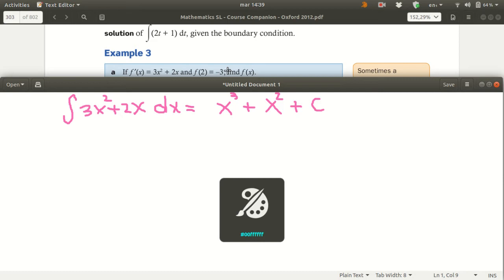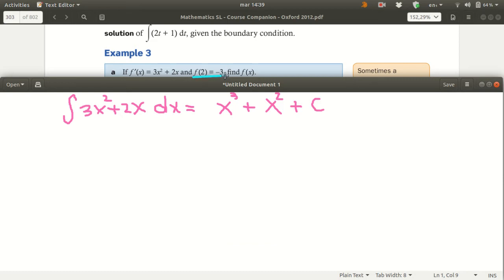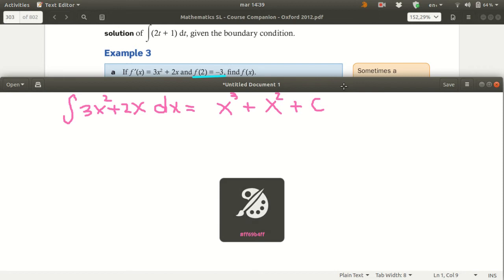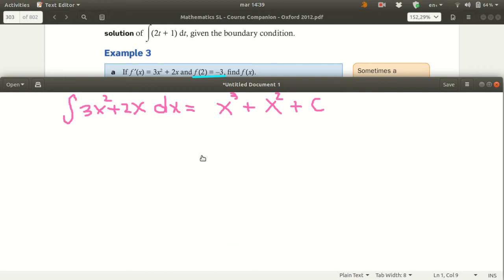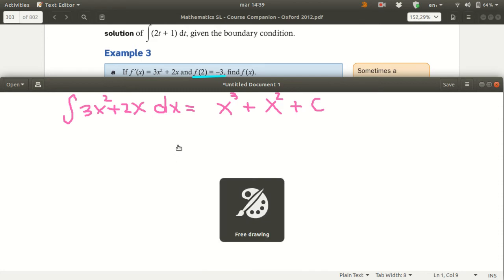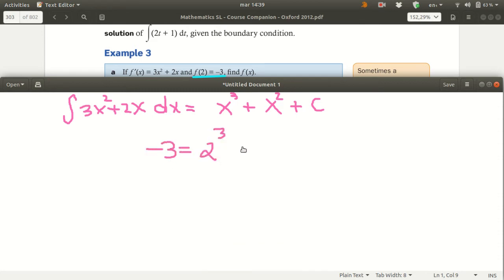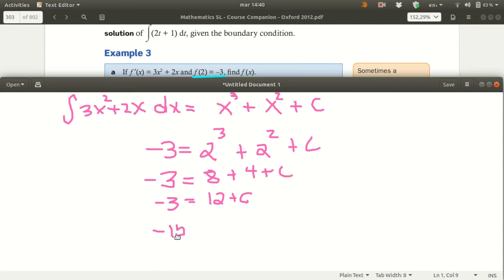What we're going to try to do is figure out what the constant is in this function. Notice the problem tells us that f of 2 is equal to -3, so we can replace that into our expression by plugging in the 2 for x and then setting that equal to -3. And now we can apply some algebra here to combine like terms and isolate the letter c. And we get a final answer of c is -15. So our integral is going to be x cubed plus x squared minus 15.